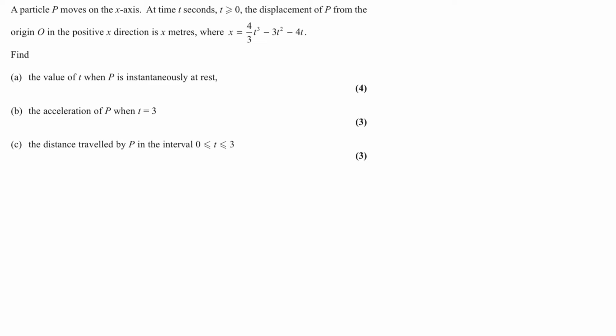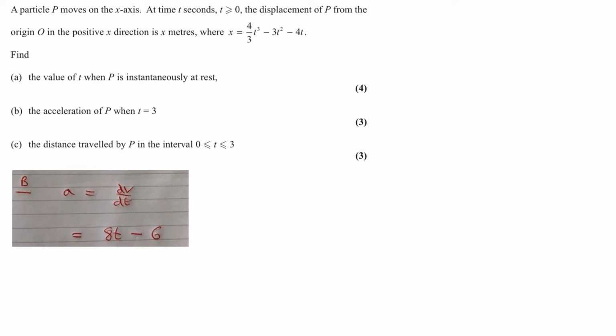Part B, find the acceleration of P when t is 3. If you go back to the flowchart in my previous video, you would have seen that S is at the top, or X. Sometimes we use X for displacement like they do in this question. If you go down one level, you differentiate, you get velocity. And if you go down another level and differentiate, you get acceleration. Because I have now found the velocity in part A, there's no point going back to the displacement and then differentiating twice. You just take your general velocity found in part A and differentiate it.